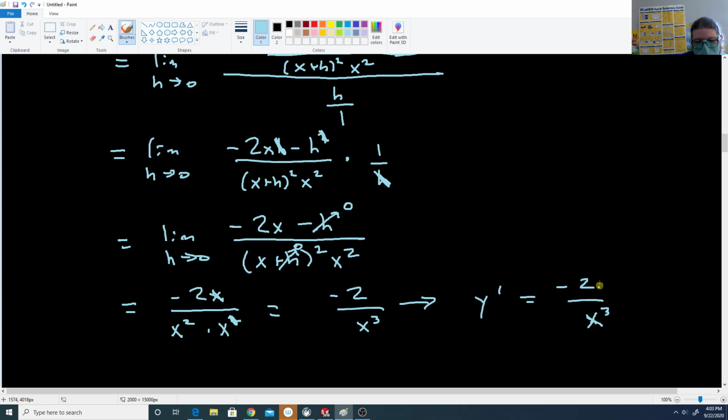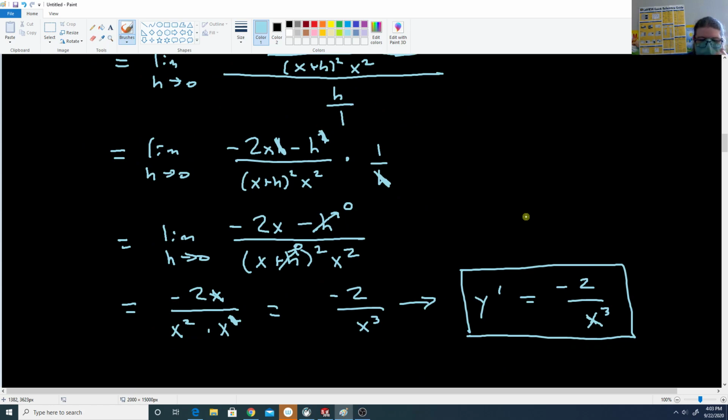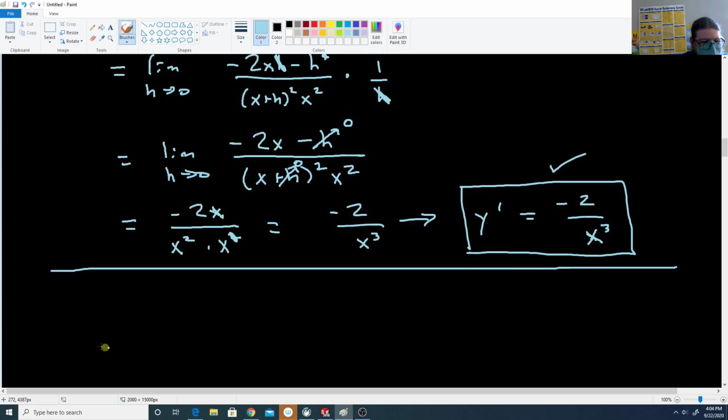As long as x isn't 0, this exists. So this exists for all x's not equal to 0, which is the same as the domain of the original function. So this proves that our function is differentiable everywhere. And here is the equation for our derivative. So everything is working out nicely so far.